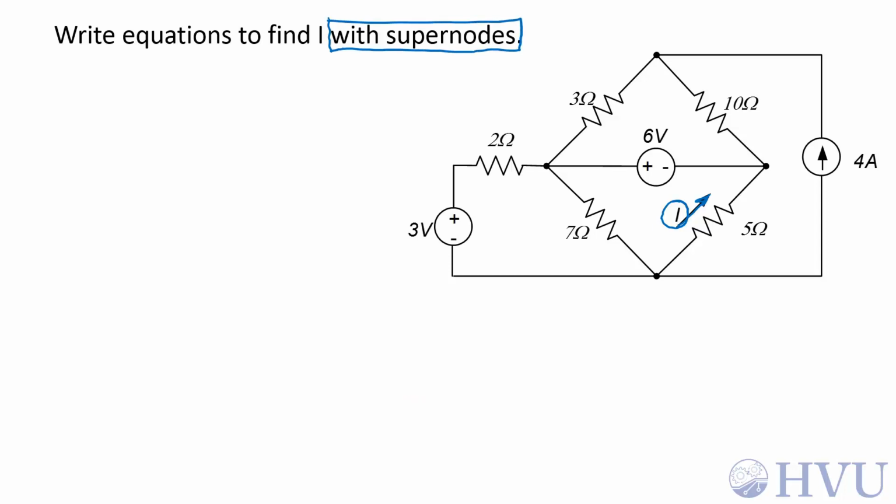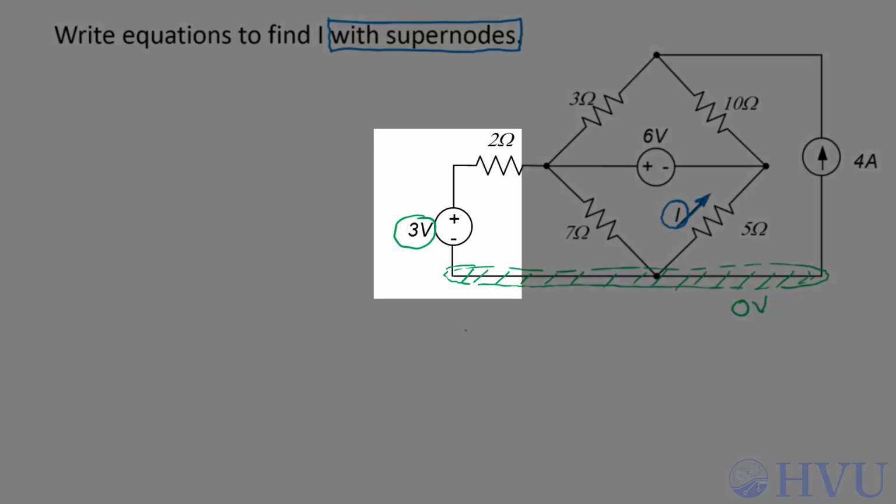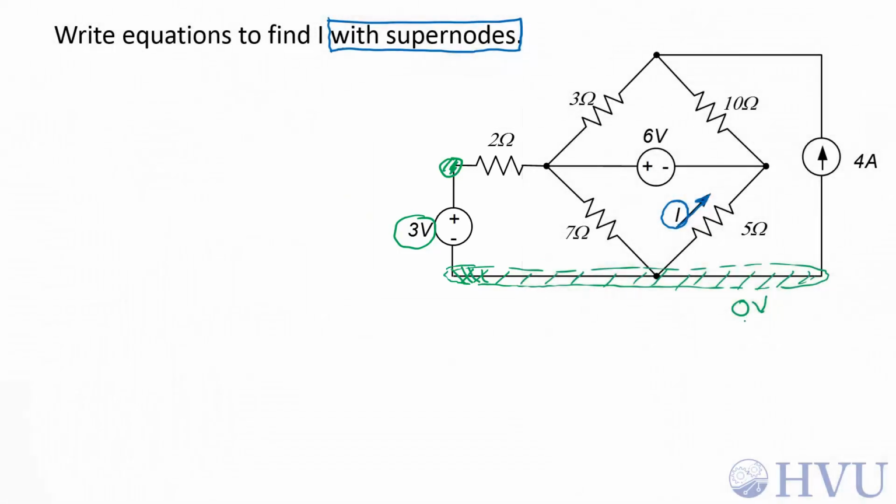The reference node is entirely arbitrary. I'm going to choose it to be down here. So that's going to be 0 volts. I'm using supernodes, so I have to define dependent nodes. This 3 volt source will create dependent nodes. So this voltage and the reference voltage will be dependent on one another. The reference voltage is already defined, so this voltage is the voltage down here plus 3 volts. This is the positive terminal, so 0 plus 3 volts is just 3 volts.